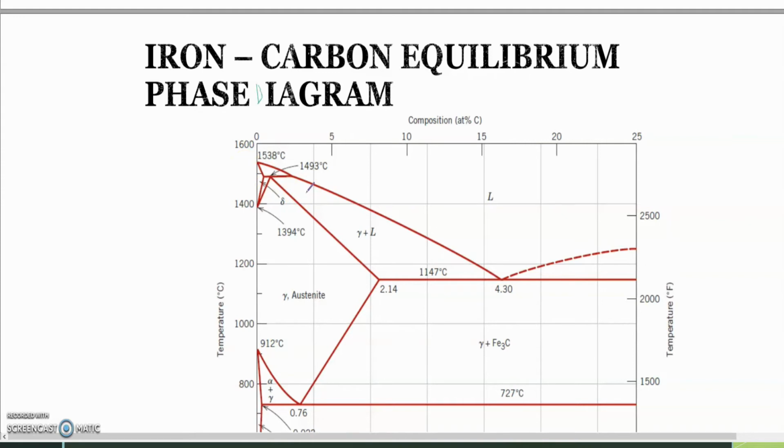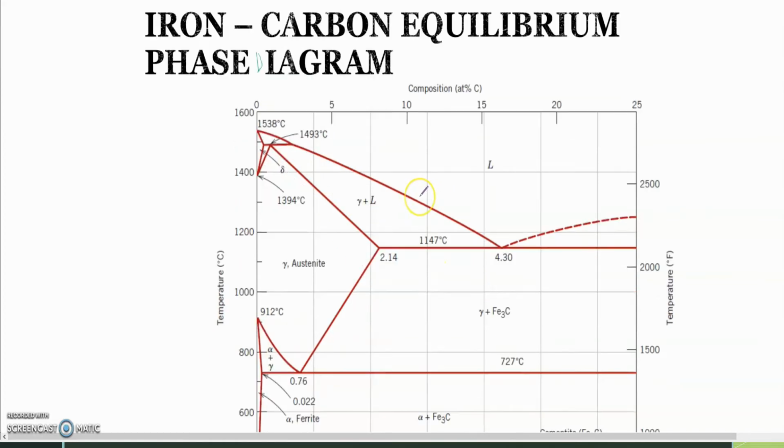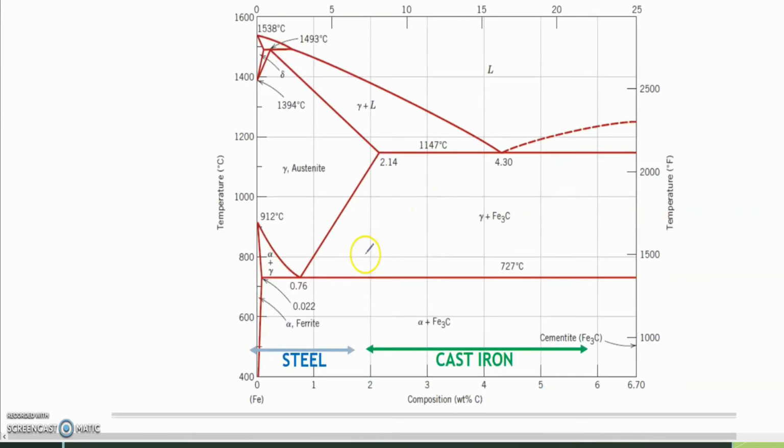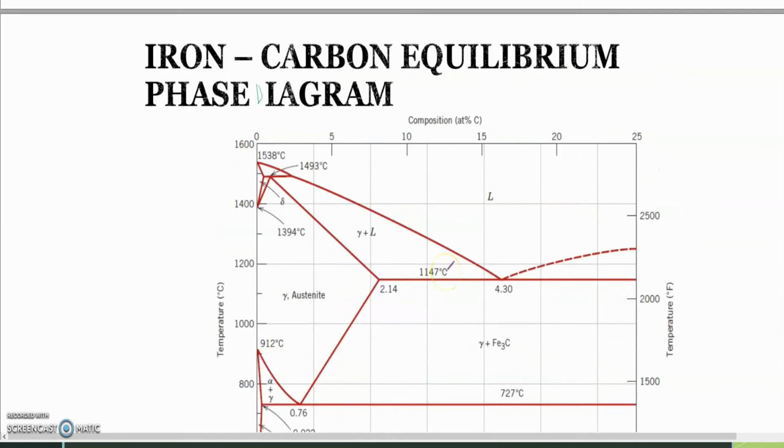So kita guna iron carbon phase diagram ni adalah untuk memahami fasa yang ada pada steel. Okay. Alright. So it is a binary system of iron and carbon. Dia adalah binary system sebab dia ada dua komponen iaitu iron dan carbon.